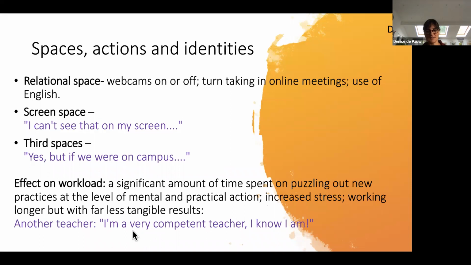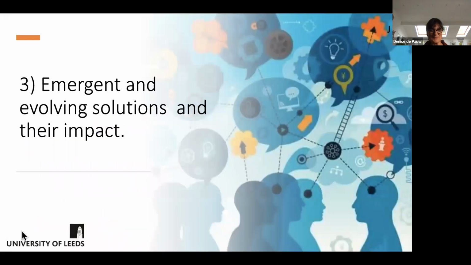I think this quote illustrates it very well. "I'm a very competent teacher, I know I am, but somehow I just can't do what I want to do." So Jane's going to talk about emergent and evolving solutions and their impact.